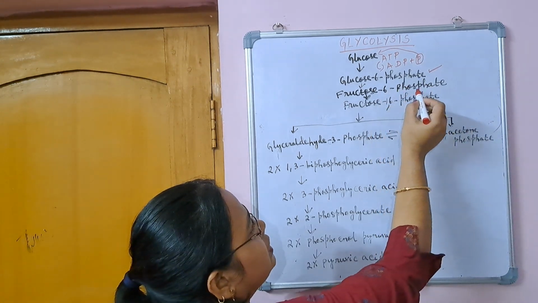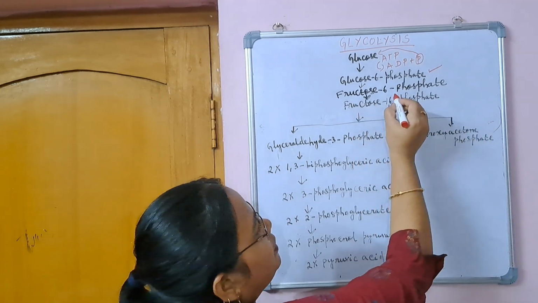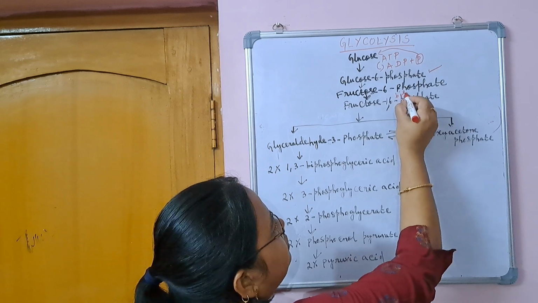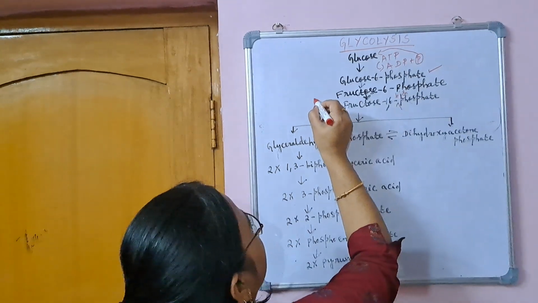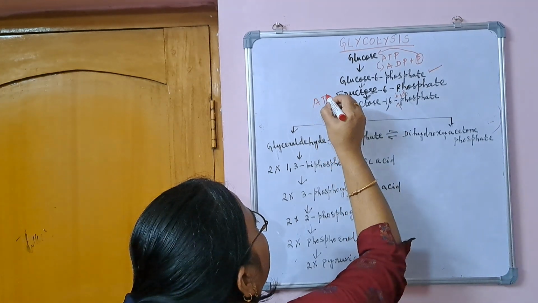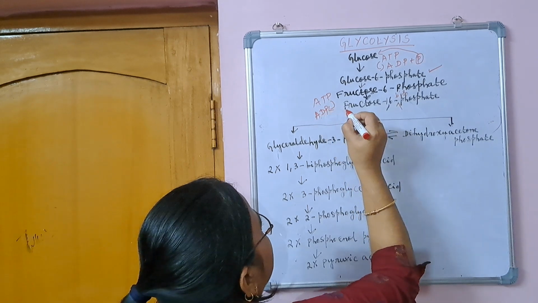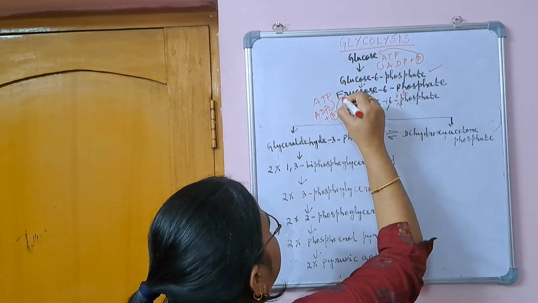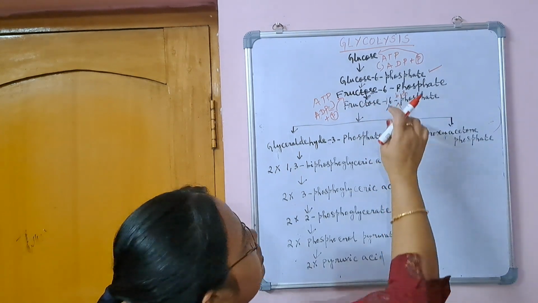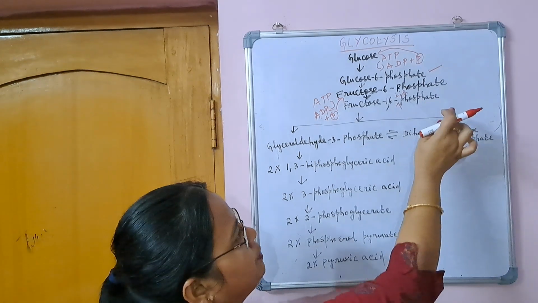Now this fructose 6-phosphate again is getting converted into fructose 1,6-bisphosphate. And here how is this getting converted? Again 1 ATP is breaking down into ADP and the inorganic phosphate that is utilized by this fructose 6-phosphate, and it is becoming fructose 1,6-bisphosphate.